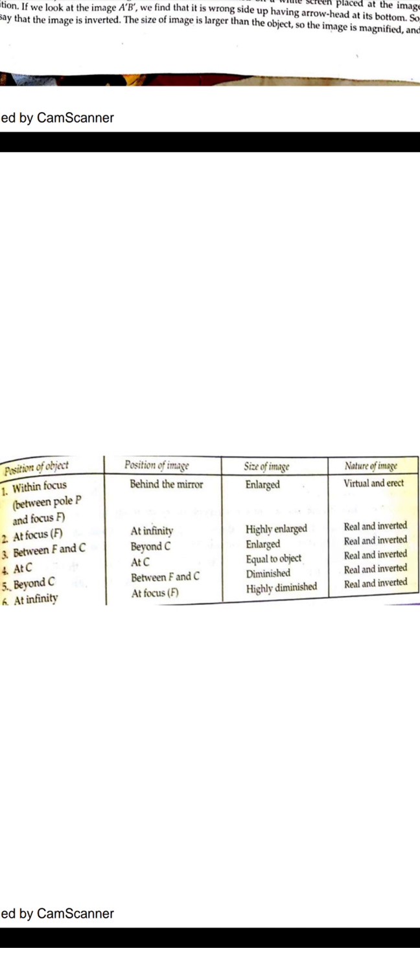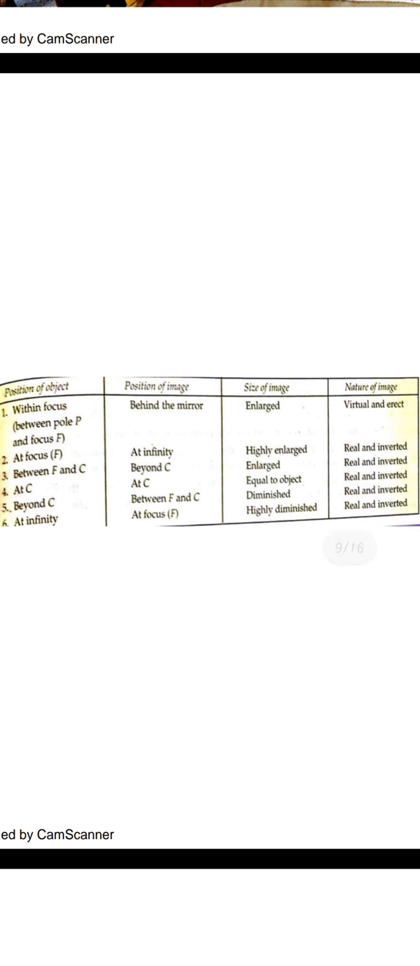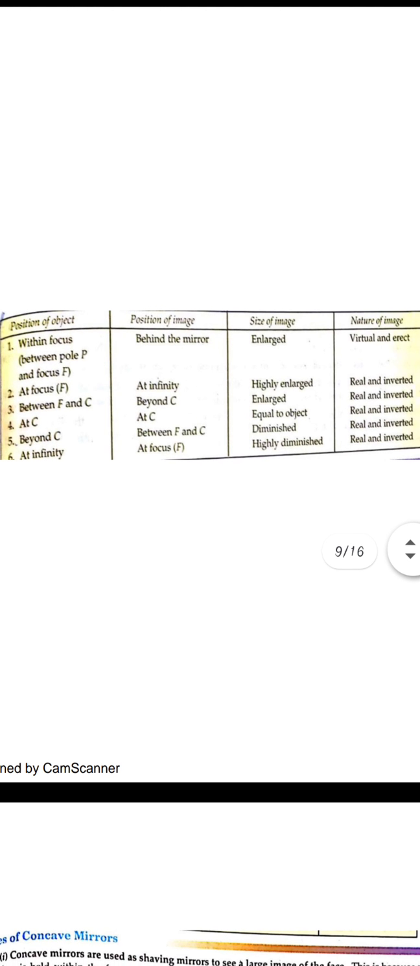First point: whenever the object is placed between the focus and the pole, the image is formed behind the mirror. If the image is behind the mirror, then we can say the image is virtual, and a virtual image is always erect. Similarly, when the object is placed at the focus, the image is formed at infinity. And when the object is placed at infinity, the image will be formed at the focus. They are reciprocal to each other. If the object is kept at focus, the image is at infinity, and if the object is kept at infinity, the image will be formed at focus.